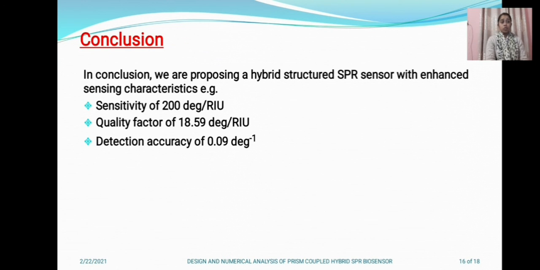Conclusion. We are proposing a hybrid structured SPR biosensor with a sensitivity of 200 degree per RIU, quality factor of 18.59 per degree, and detection accuracy of 0.09 per degree.